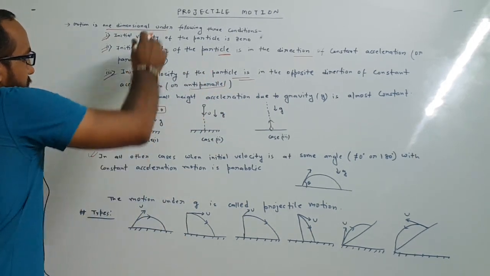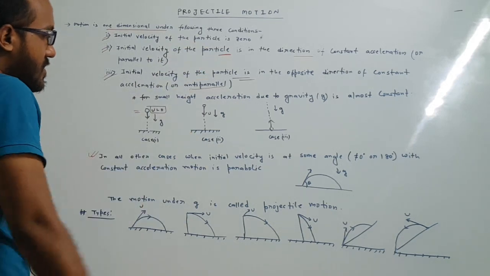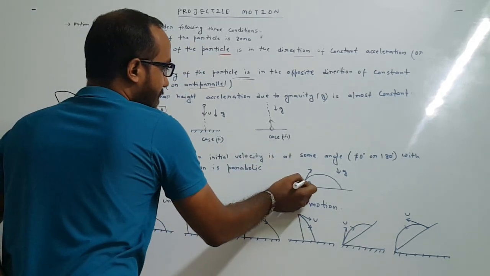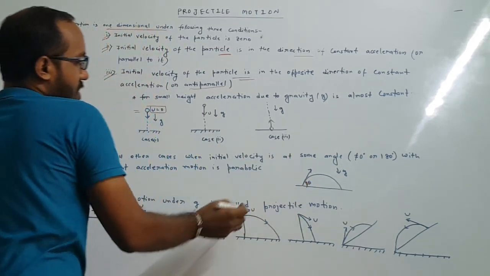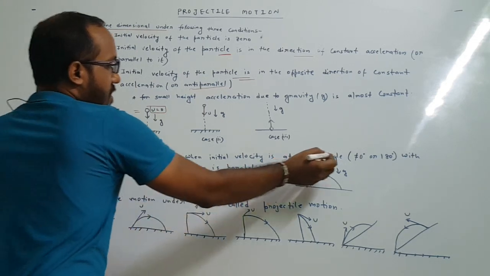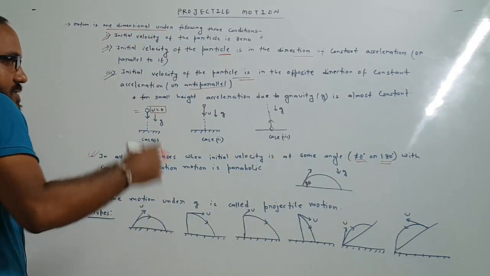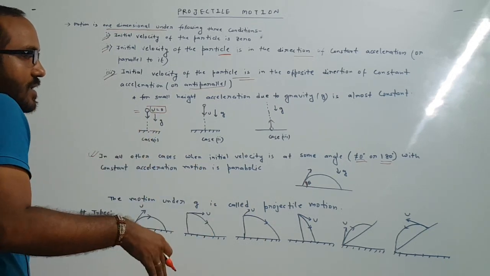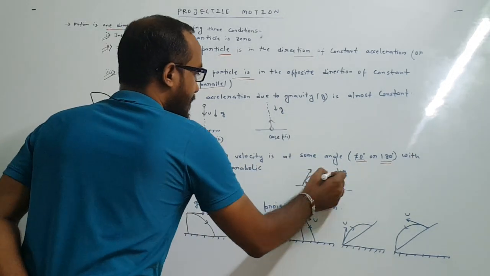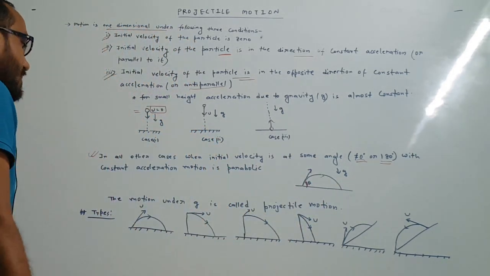If these three cases don't happen, if you throw it with some initial angle, that is, if it is not 0 degree or 180 degree, that means if it is not parallel or anti-parallel, then the motion would be projectile motion.